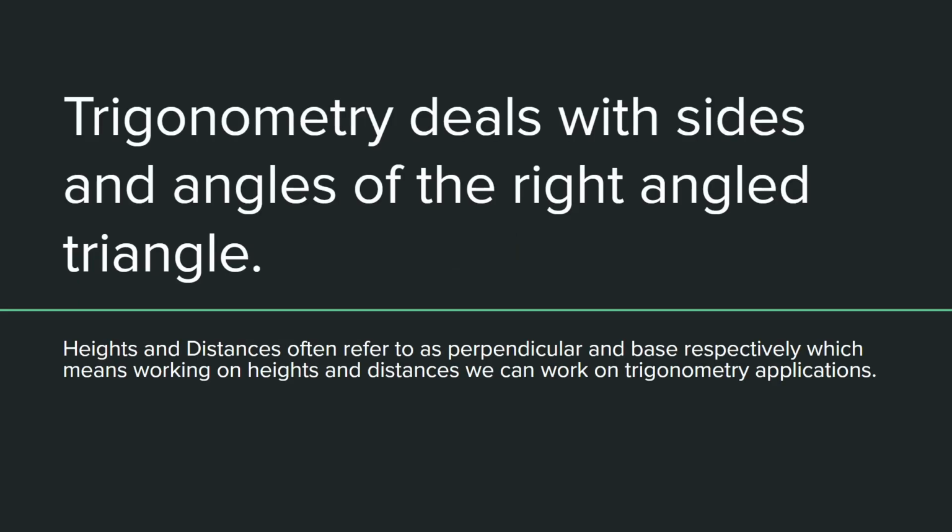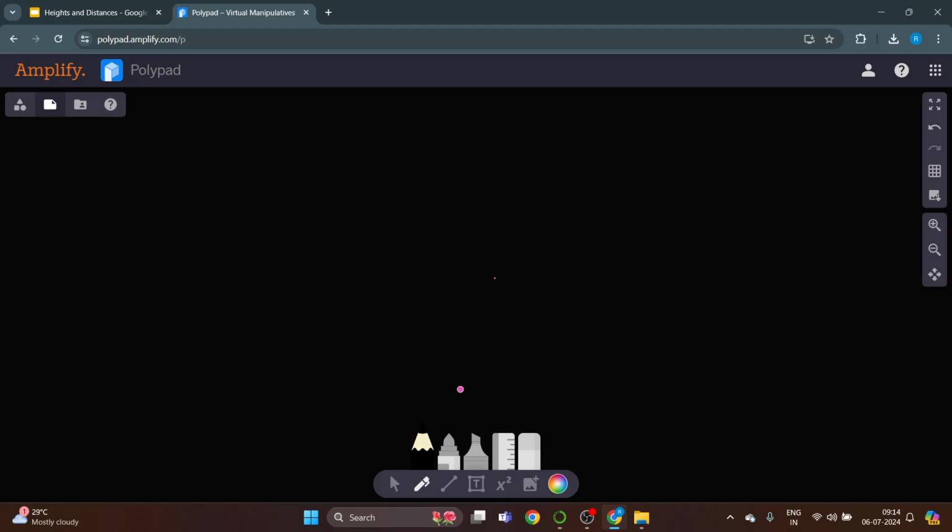Now why specifically heights and distances? You know trigonometry deals with the sides and the angles of the right angle triangle. Heights and distances are often referred to as perpendicular and base, respectively, which means by working on heights and distances, we can work on trigonometry applications.